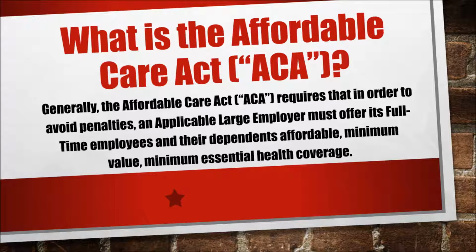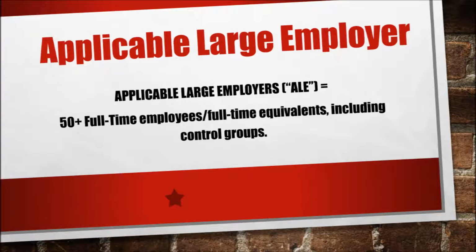As we're all familiar by now, the ACA, very generally, requires that in order to avoid penalties, an applicable large employer must offer its full-time employees and their dependents affordable, minimum value, minimum essential health coverage. An employer is an applicable large employer if it has 50 or more full-time or full-time equivalent employees. And beginning in 2016, there is no more transitional relief for the employers with 50 to 99 employees. Employers with 50 or more full-time and/or full-time equivalent employees are required to follow all parts of the ACA.